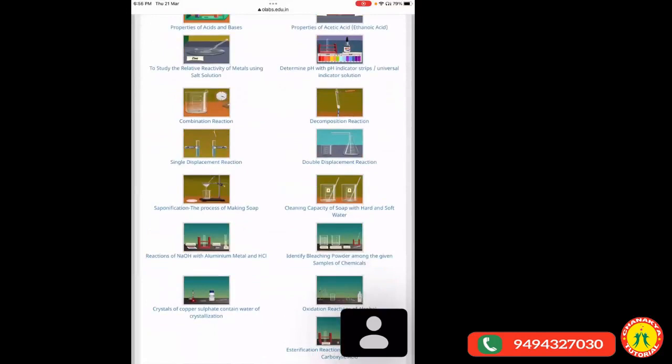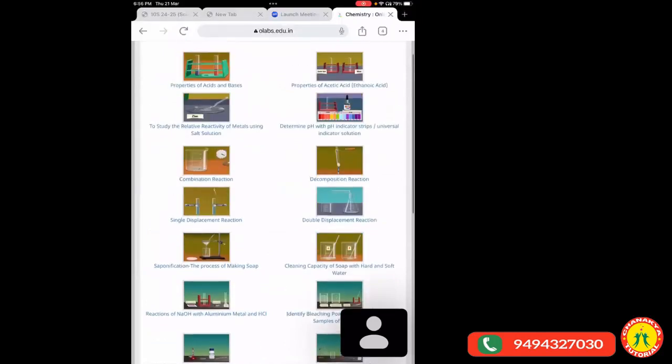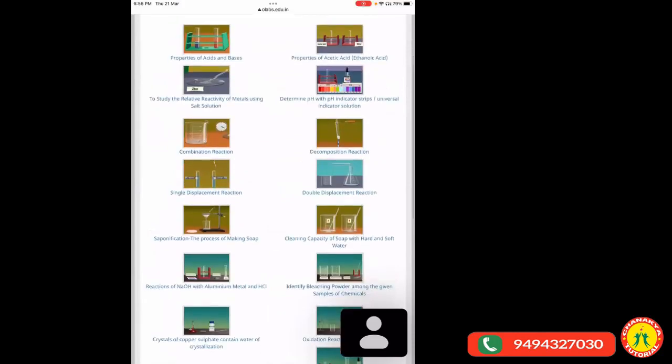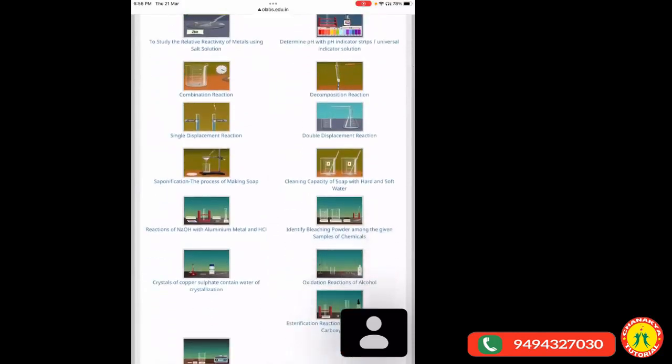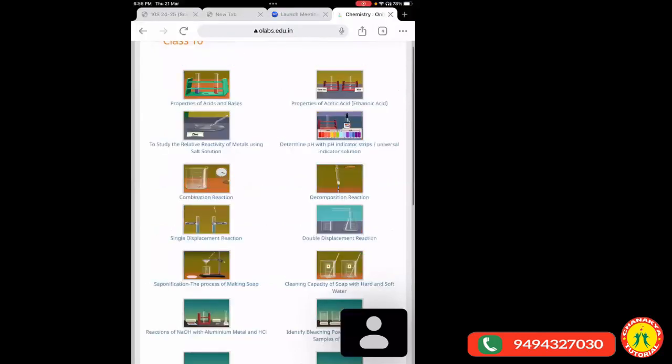Whenever the teacher completes topics, it is your responsibility that you should check them. For example, acid base has not been started, but ma'am might have started chemical equations and reactions. If you have completed the decomposition reaction, go for the video of it. Double displacement, go for the experiment of it. Combination, decomposition, single displacement and double displacement reactions are part of the chemical reactions and equations chapter. So be thorough with these experiments also, because they are connected with your chapters as well.